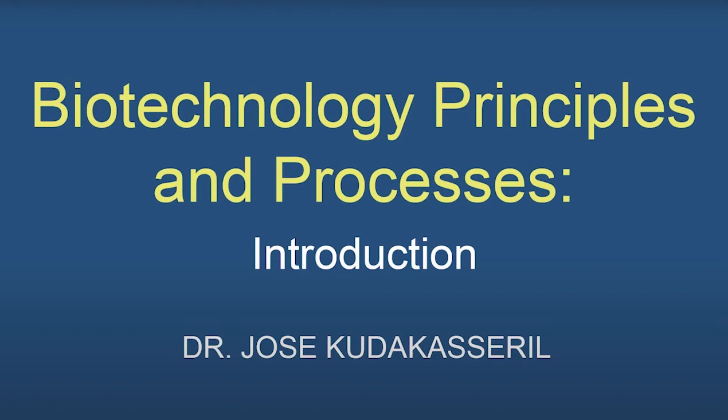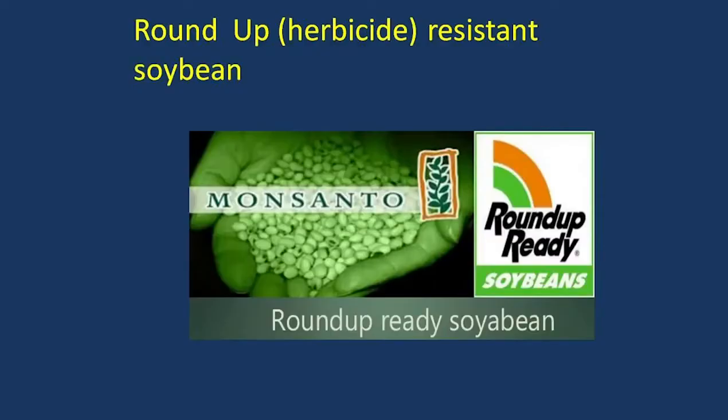Let me give you some examples of genetically modified organisms. First example, Roundup resistant soybean. Roundup is a herbicide made by the American company Monsanto. Roundup is actually an inhibitor of aromatic amino acid synthesis. So when it is sprayed on plants, the plants cannot synthesize these aromatic amino acids and they die. So Roundup acts as a weedicide.